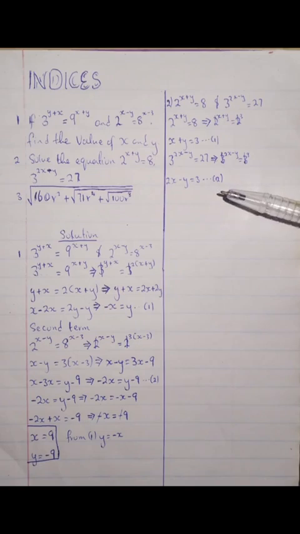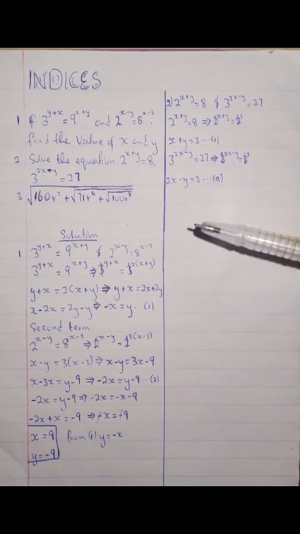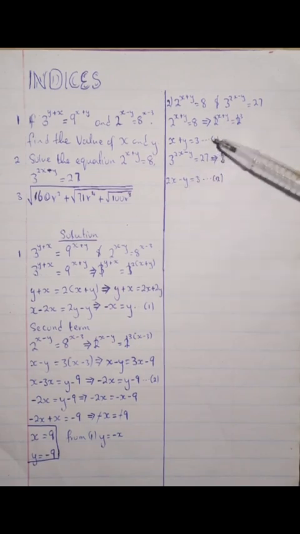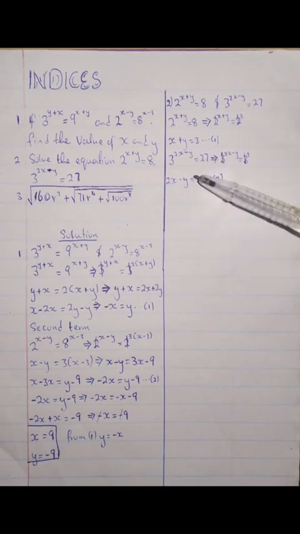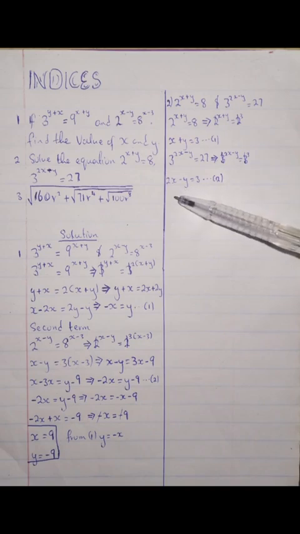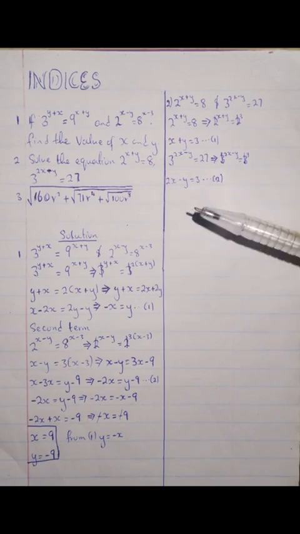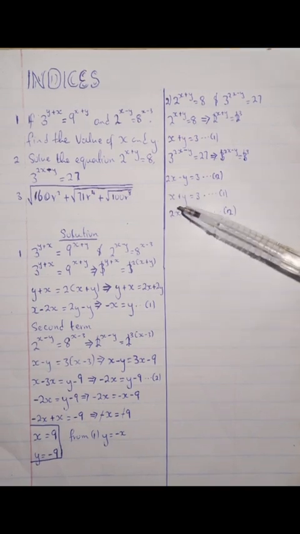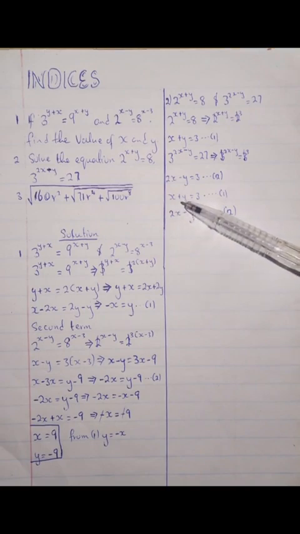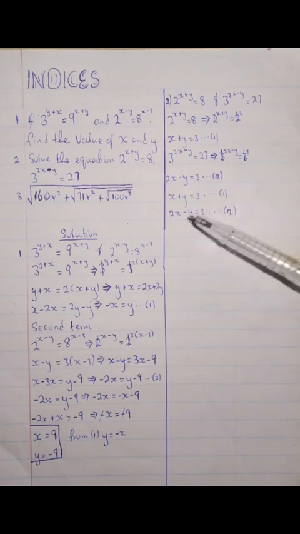So what is the next thing to do? The next thing to do is to solve equation 1 and equation 2 simultaneously. So let's write out our equation 1 and equation 2. So we have x plus y equals 3 as our equation 1. 2x minus y equals 3 as our equation 2. How can we solve this simultaneously?